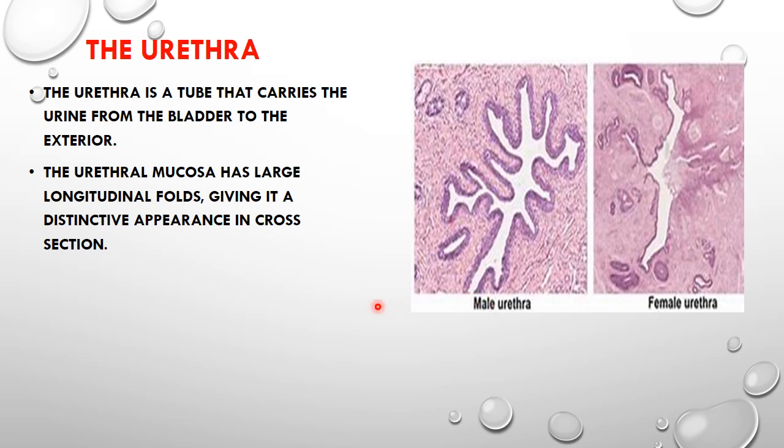The urethra is also lined with the transitional epithelium or the urothelium. Its lumen is also folded in itself, with longitudinal folds, and it gives it a distinctive appearance in cross section. But there is a difference between the male urethra and the female urethra. The female urethra is short, but the male urethra is long and has three parts.